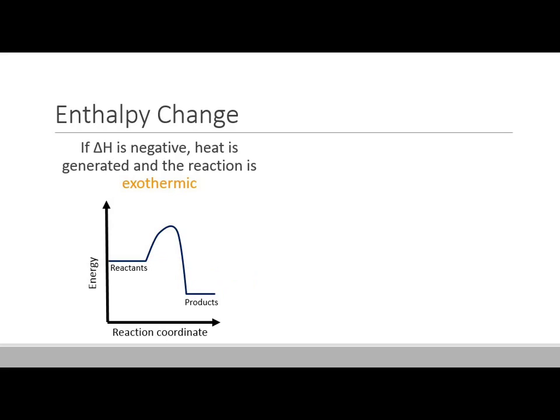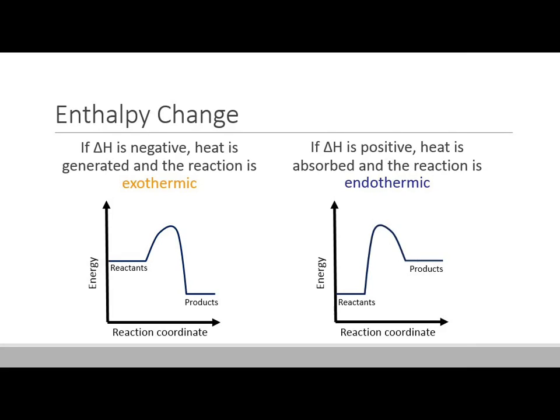What would an endothermic reaction look like? Well, it would look something like this. In this case here, we have reactants way down here at a lower energy, products way up here at a much higher energy. And so therefore, delta H here is going to be defined as a positive value.